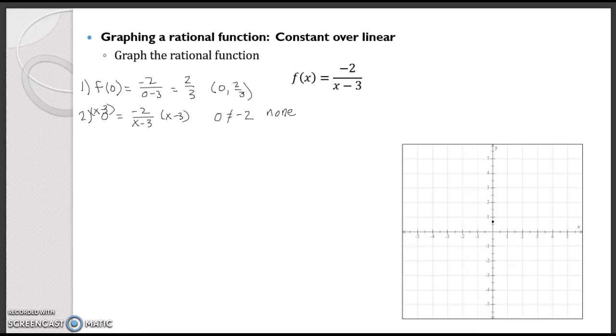x-intercepts. Step 3 is identify vertical asymptotes. So that's where the denominator is going to equal 0, so that happens at x equals 3, right? So wherever the denominator does equal 0 is where our vertical asymptote is. So we're going to have a dashed line at x equals 3 like this.